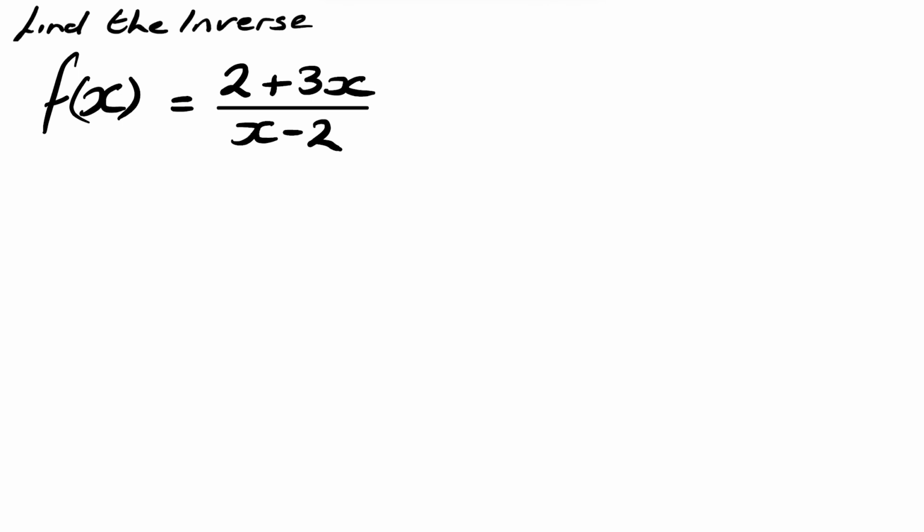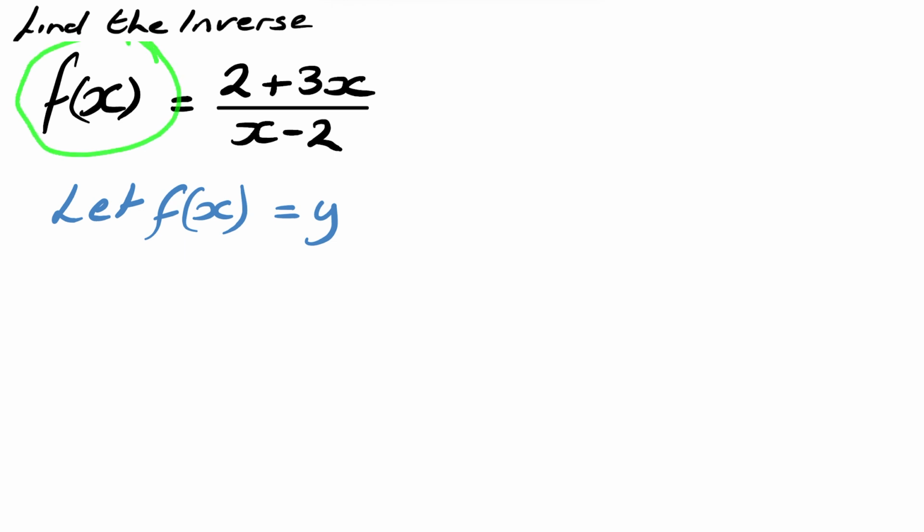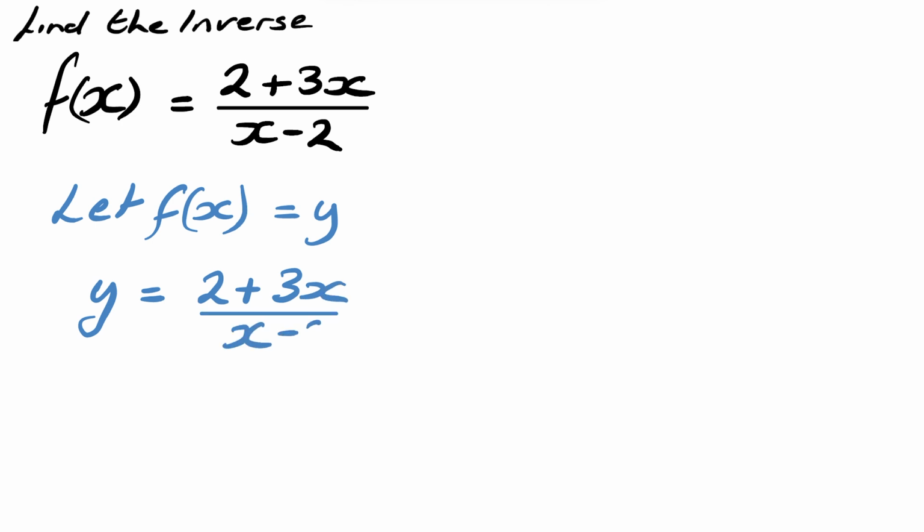So the first thing we want to do here is let f of x equal y. So f of x is here, and that's how we say this. We say f of x, and I'm going to replace that with y. So y equals 2 plus 3x all over x minus 2. Now I want to rearrange this equation so I can make x the subject of the formula. So I want to put the y in there and have x here on its own.